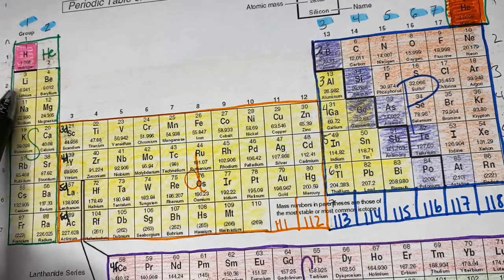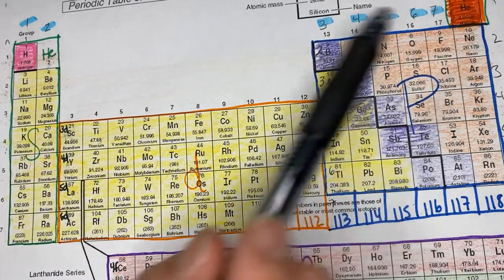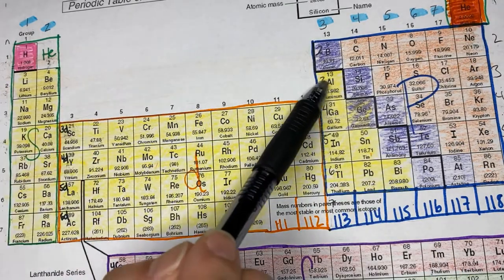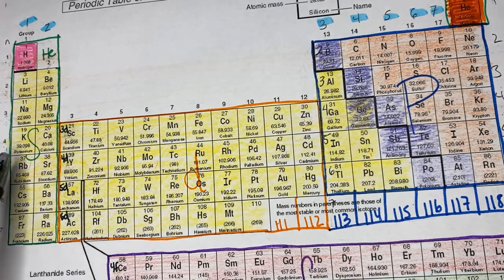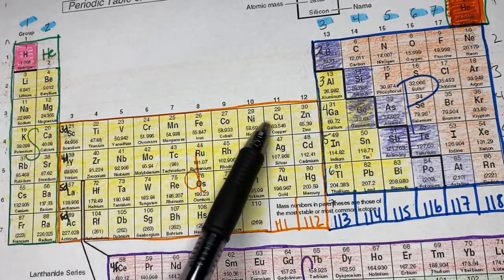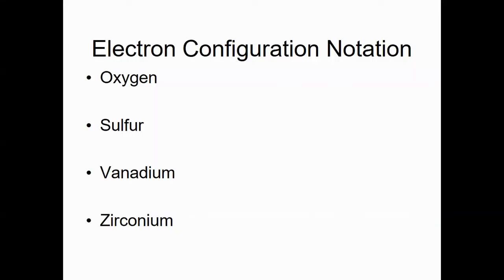Let's do that again. 1s2, 2s2, 2p6, 3s2, 3p6, 4s2, 3d10. Okay, now pause the video and see if you can come up with the electron configuration for oxygen, sulfur, vanadium, and zirconium. Part of chemistry is searching for things on the periodic table. So you have to find these things. We've done oxygen already. So see if you can do sulfur, vanadium, and zirconium. So please pause the video now.